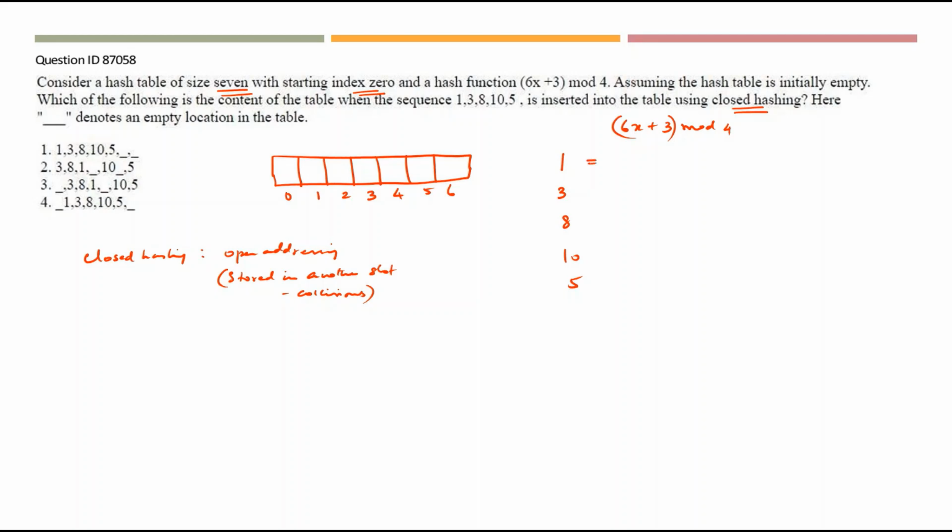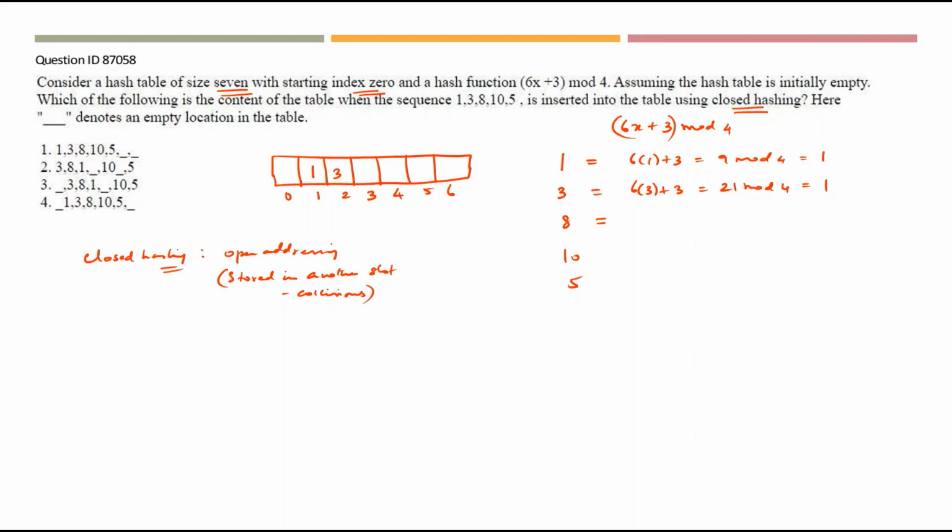Now let's compute this. 6 into 1 plus 3, this is 9 mod 4. 4 2s are 8, so remainder 1. So 1 will be placed in the first slot. Then we will compute for 3. 6 into 3 plus 3, 18 plus 3, it is 21 mod 4. So 4 5s are 20. Again it is coming to the first slot. So since the first slot is already occupied, we are just moving to the next slot. 3 is occupying the second slot. This is the use of closed hashing.